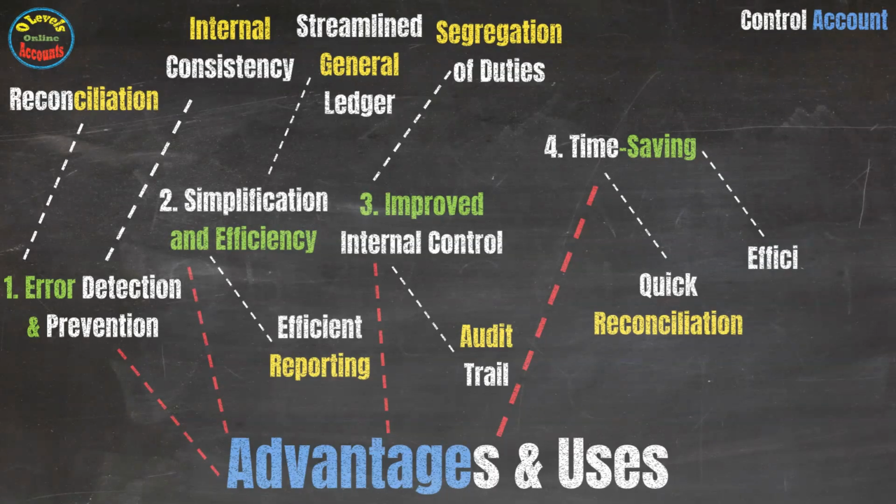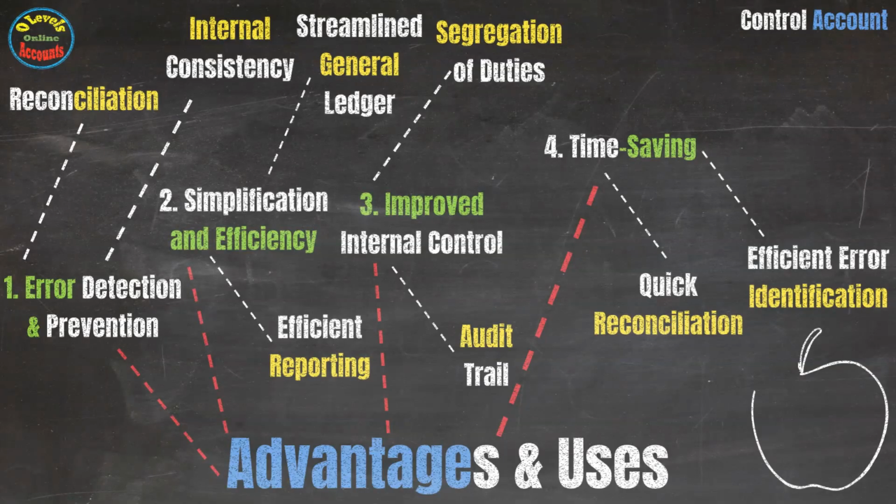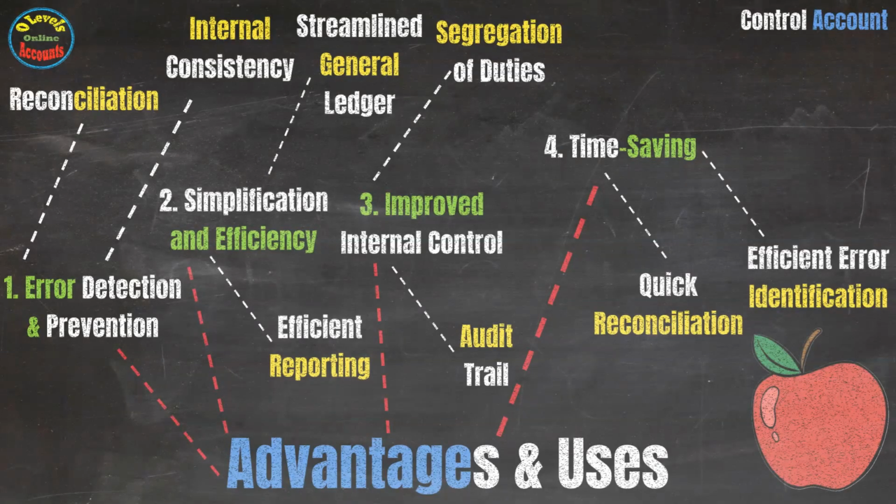The second sub-point is efficient error identification. If discrepancies arise, control accounts make it easier to pinpoint errors in specific areas, reducing the time spent on error detection and correction. Let's move to other advantages and uses too.